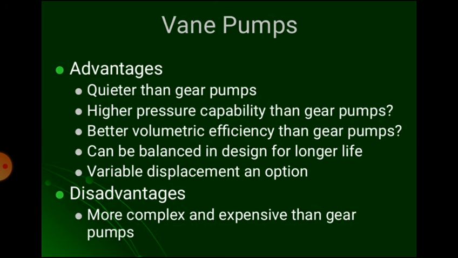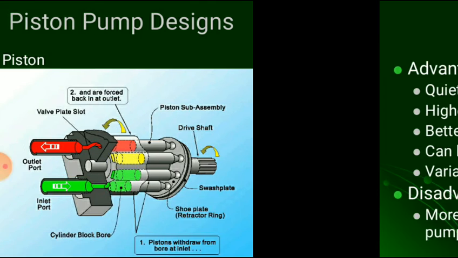So, advantages and disadvantages of vane type pumps. Advantages of vane pumps: it is quieter than gear pumps, higher pressure capability than gear pumps, better volumetric efficiency than gear pumps, can be balanced in design for longer life, and variable displacement is an option. And disadvantages: more complex and expensive than gear pumps.